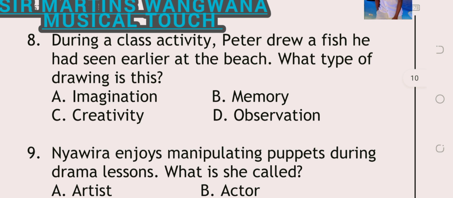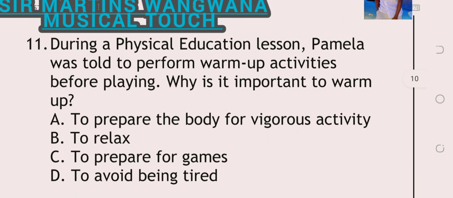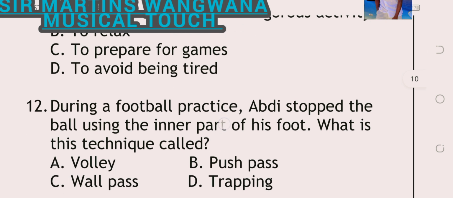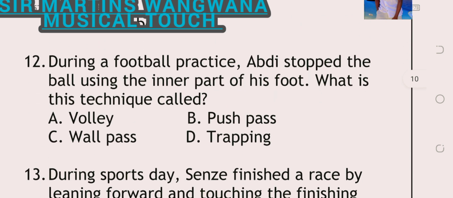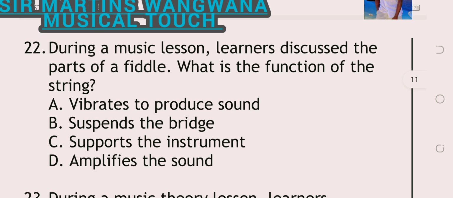During an activity, Peter drew a fish. That one we are done. Enjoys manipulating, puppeteer. That's one we are done. Avoid being tired, so to prepare the body, that one we are done. During a music lesson, learners discussed. So we start with number 22, which is skipped.